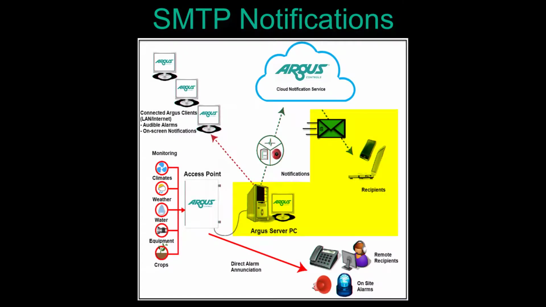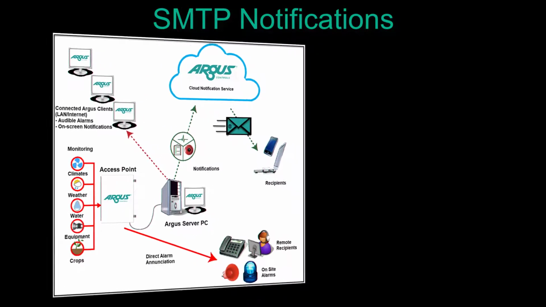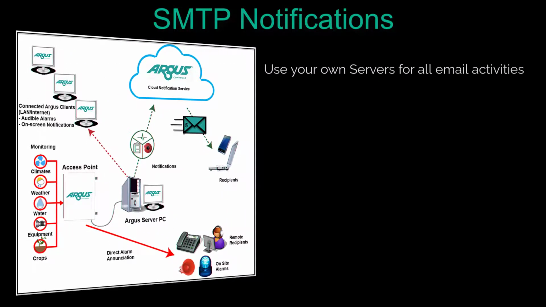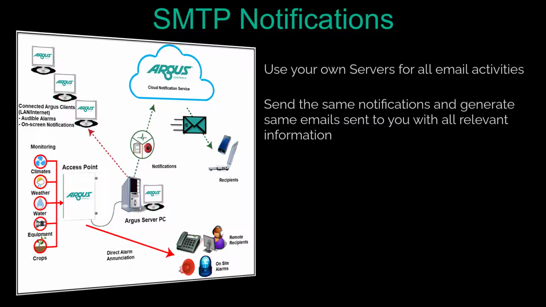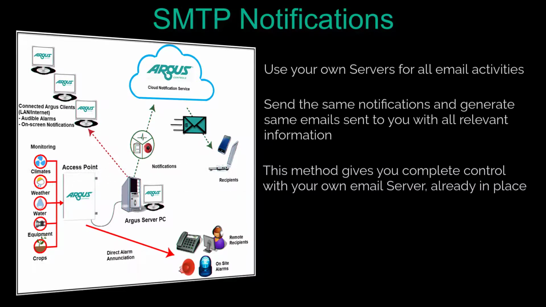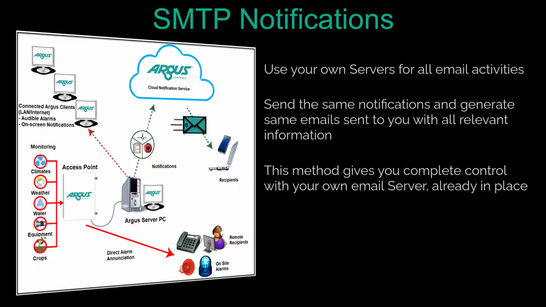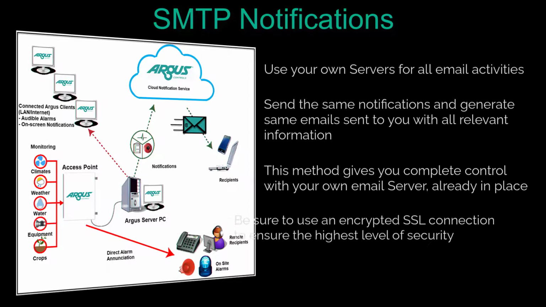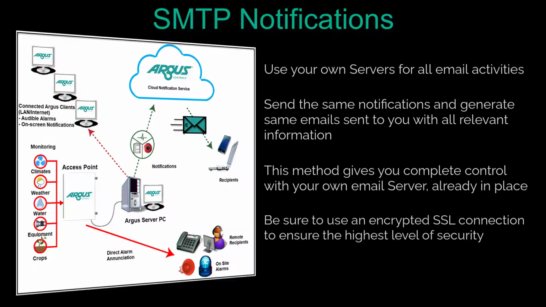SMTP notifications. Our SMTP-based option allows you to use your own email servers rather than ours for all email activities, so you can send the same notifications and generate the same emails to be sent to you with all relevant information. The benefit of this method is you have complete control with your own email server, which may already be in place. If you use your own email server to send out notifications, be sure to use an encrypted SSL connection to ensure the highest level of security.